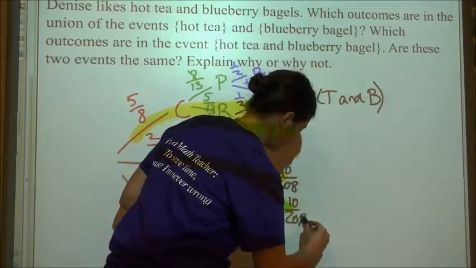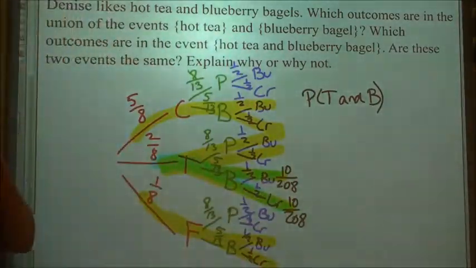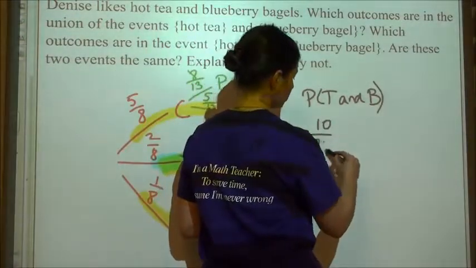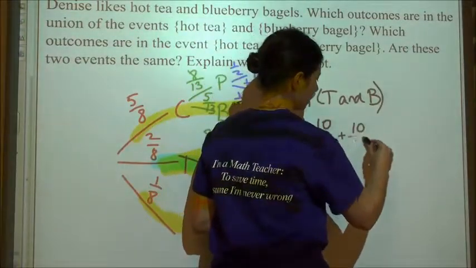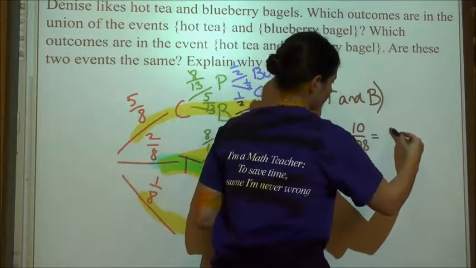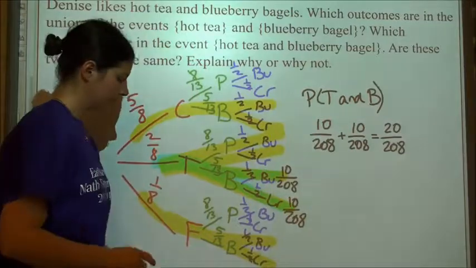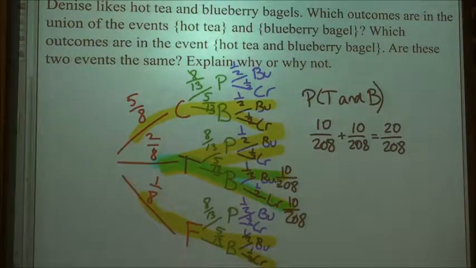out of 208. So then to figure out the probability that she gets either of those, we're going to add that. So I've got 10 out of 208 plus 10 out of 208, which is going to give me 20 out of 208. And you'll see why I did that in a second.